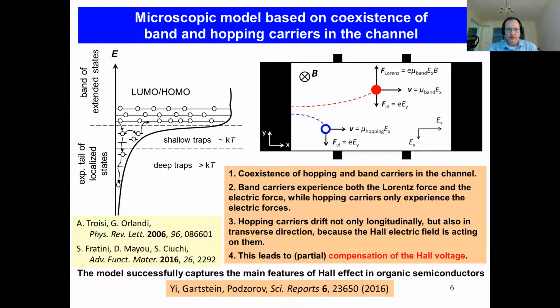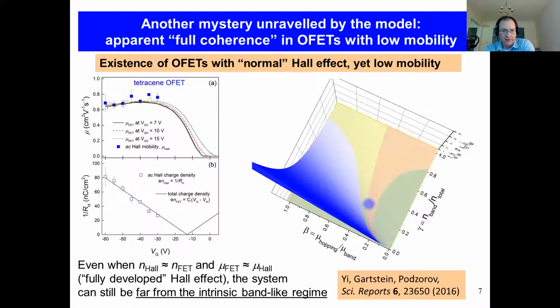So when you work out the details of this model and analyze it, we came to the conclusion, and we showed this in this paper, that this model successfully captures many interesting features of the Hall effect in organic semiconductors, including explaining some of the mysteries. In particular, in the case of tetracene transistors, the model shows that there is a large parameter space where you can be pretty far away from having 100% of your carriers band-like. Nevertheless, the Hall mobility and FET mobility would be different by a very small amount, within 10%. So the system sort of pretends to be fully coherent, but it's not.